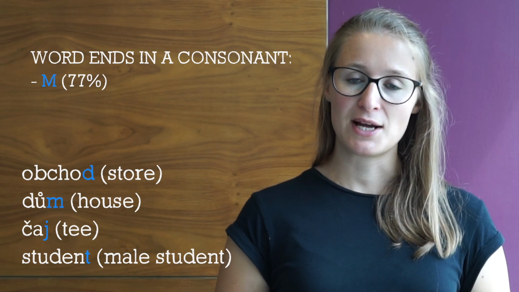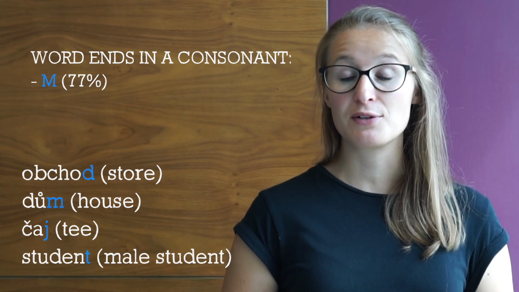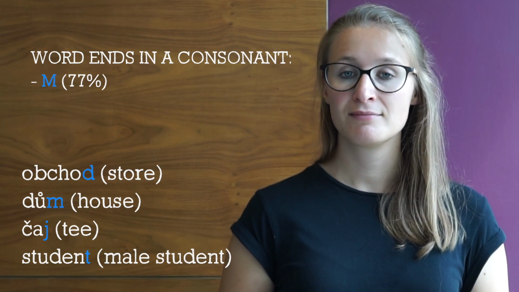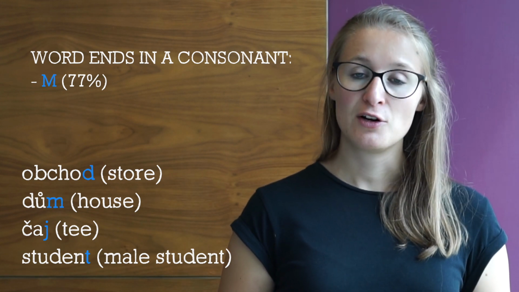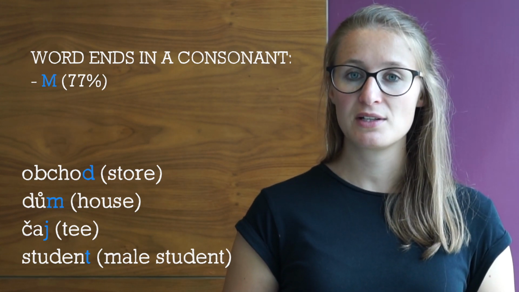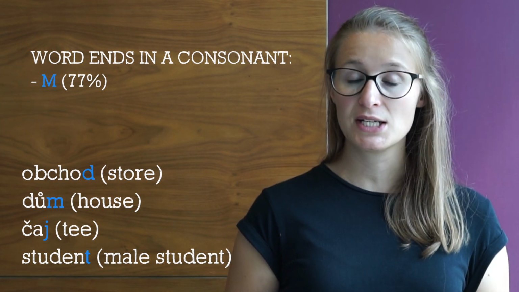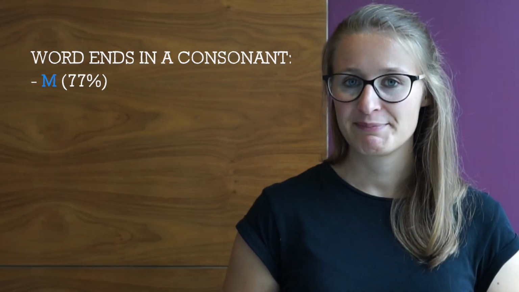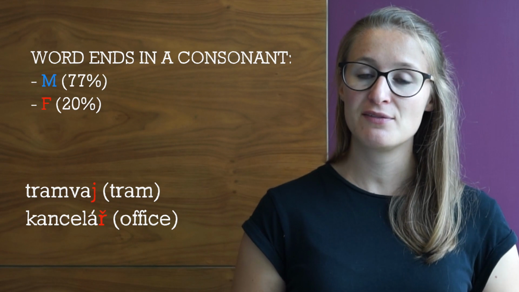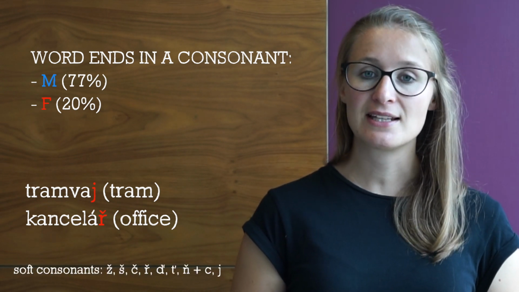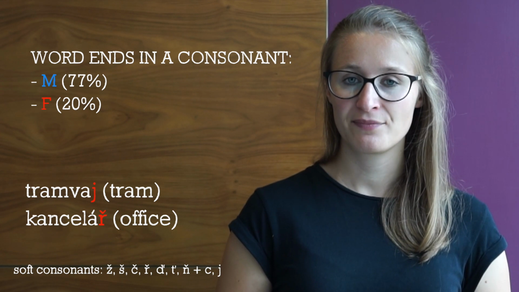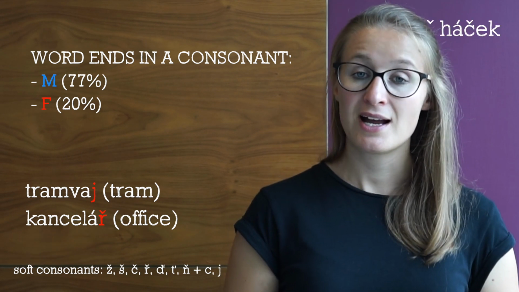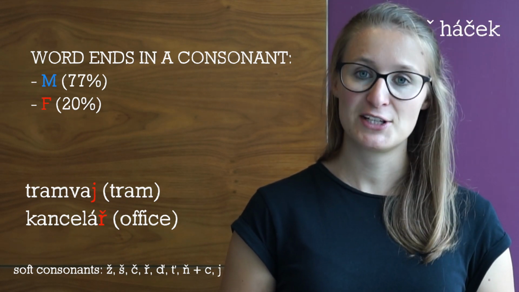As I said, when you see a noun that ends in a consonant, it's probably masculine. For example, obchod, dům, čaj, student. Here, obchod, dům and čaj will be masculine inanimate because these are not living objects, and student will be masculine animate because it's a person. But this word could also be feminine, especially if it ends in a soft consonant, as in tramvaj or kancelář. Soft consonants are all consonants that have the little hook above. We call it háček, plus C and J.